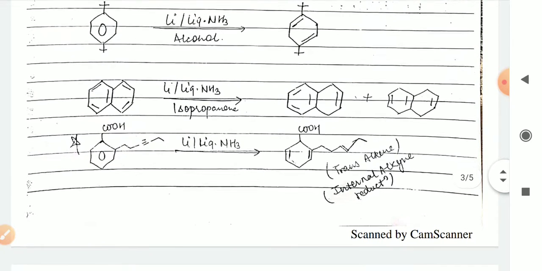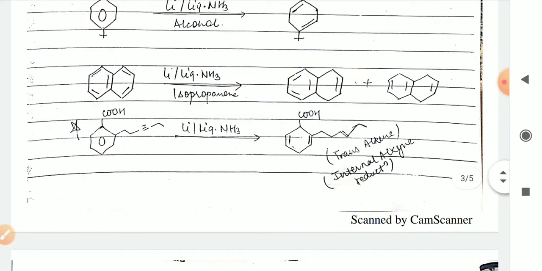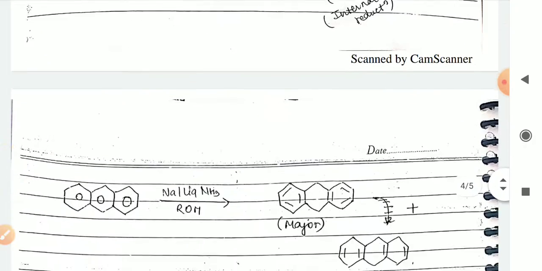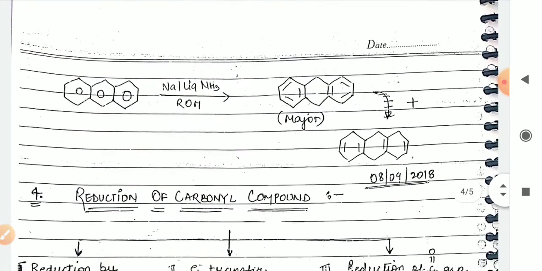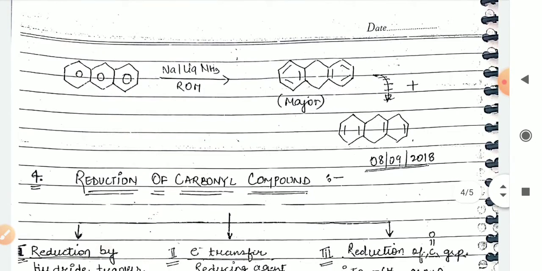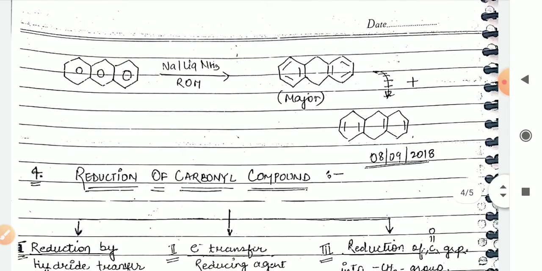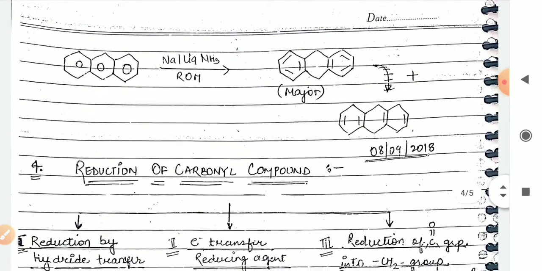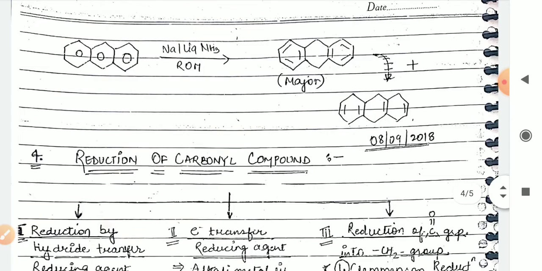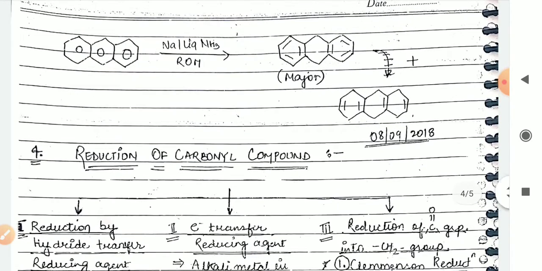Another example is a carbonyl-type group present on the benzene ring. If this is an electron withdrawing group, then the ipso and para positions get reduced. There are some more examples; you can also write the reduction mechanism. This is another example: three benzene rings attached, with lithium and nickel. The middle ring is reduced, giving the major product here.